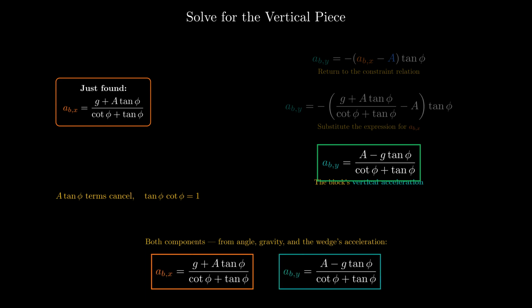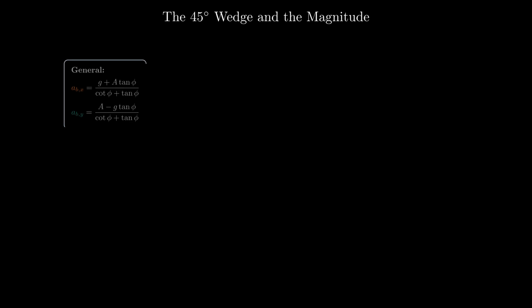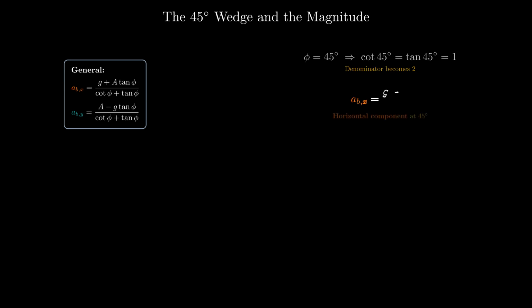Both components now depend only on the angle, gravity, and the wedge's acceleration. Now put the wedge at 45 degrees. There, cotangent and tangent both equal 1, so the denominator is simply 2. The horizontal acceleration becomes g plus capital A over 2. The vertical acceleration becomes capital A minus g over 2. Negative when gravity wins, meaning the block still drifts downward.